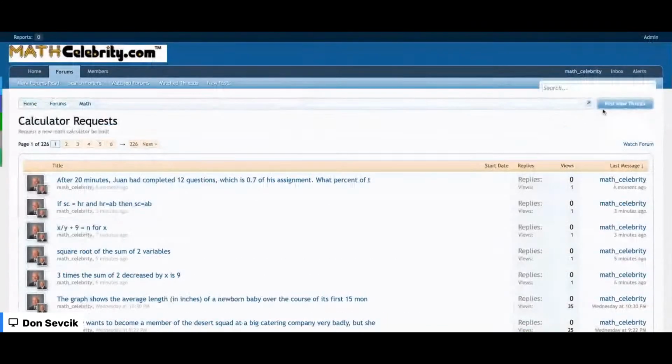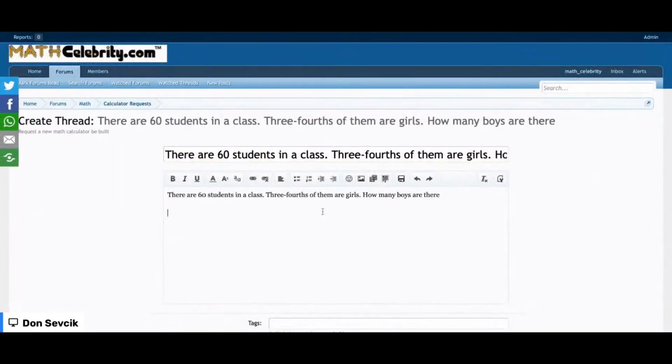Let's get this going here. There are 60 students in a class, 3/4 of them are girls. How many boys are there? In the class, we have either boys or girls.